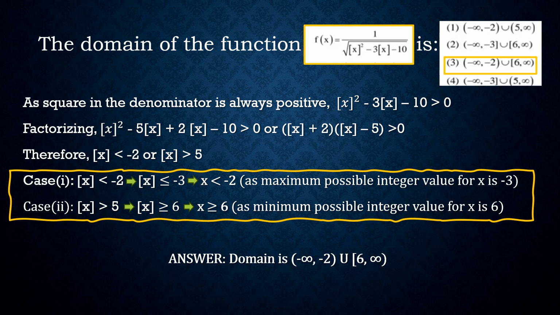Second case is [x] greater than 5. That means the minimum possible integer value is 6. So x should be greater than or equal to 6. So the domain, or the values of x, are −∞ to −2 (open bracket) union 6 (closed bracket) to ∞.